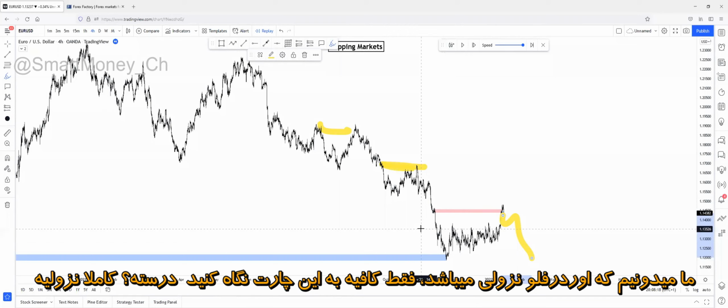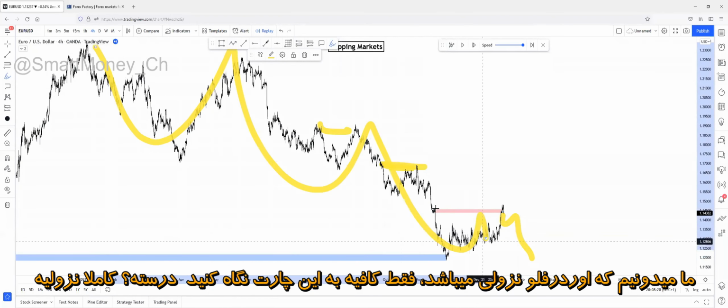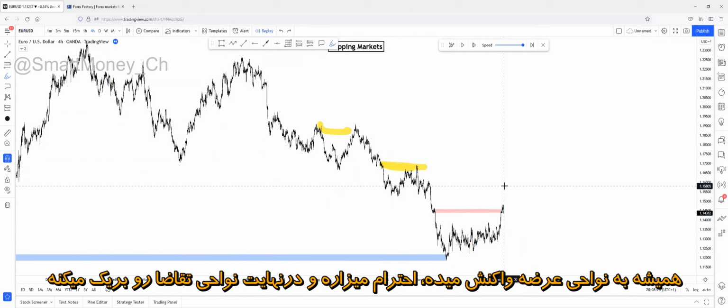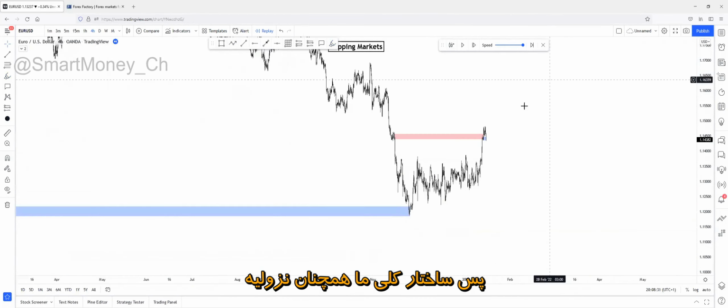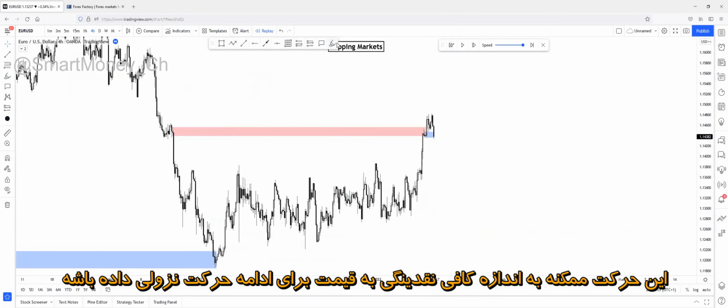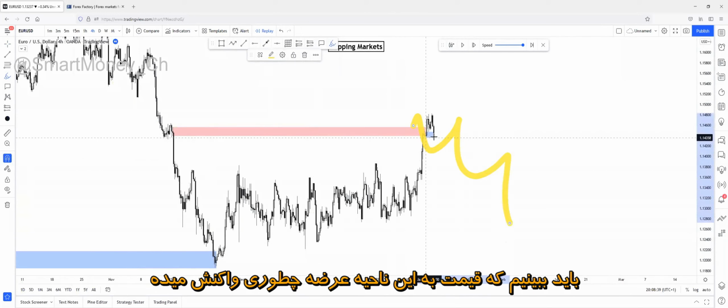We already know that the order flow is bearish, just simply looking at this chart, right? It's pretty bearish, always reacting on supply zones, respecting supply zones, breaking through demand zones. So our overall structure is still bearish. This movement could give price enough liquidity sweep from this region and enough reaction to continue the bearish movement. Let's see how price reacts on this supply zone.